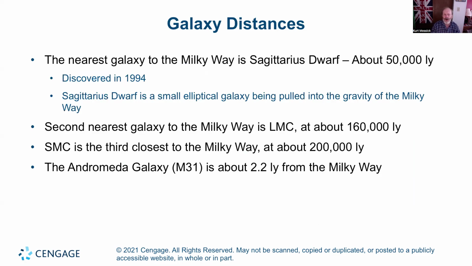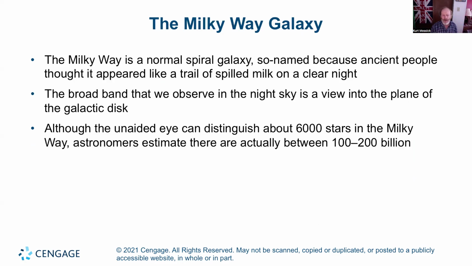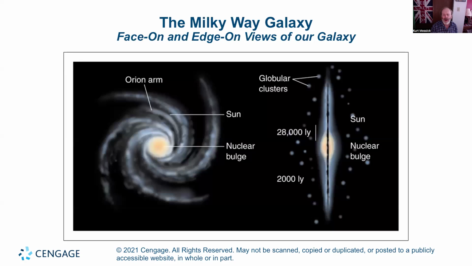Galaxy differences are quite a ways away. The nearest galaxy to us is probably about 50,000 light years away from our galaxy, but again, it's being pulled in. The Andromeda galaxy is 2.2 million light years away from our galaxy, and our galaxies are actually coming towards each other gravitationally. But the Milky Way, if we were to look at it from the top, this is what we think we would see.